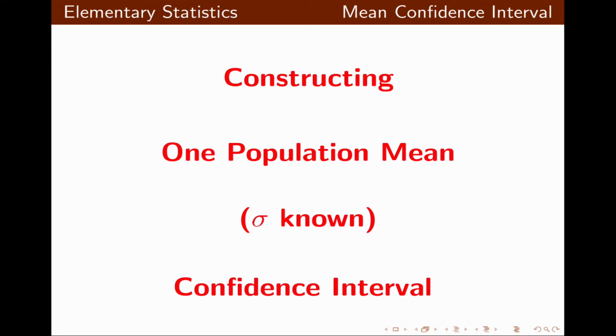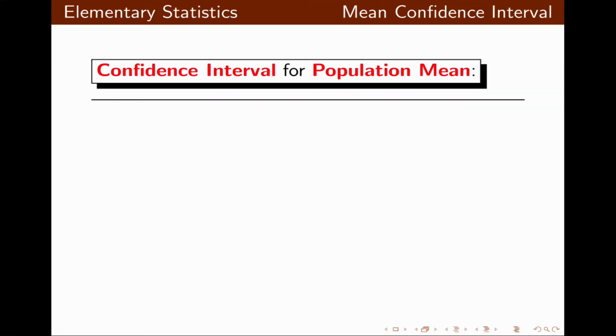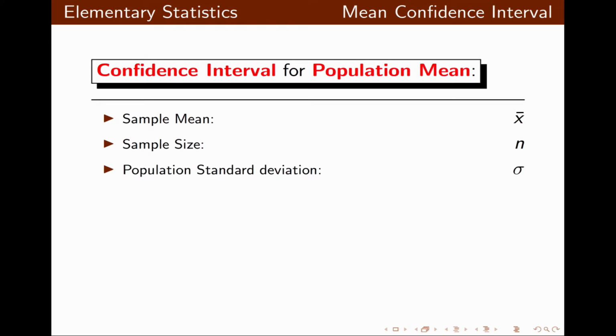In this presentation, I'm going to talk about how to construct a confidence interval for a population mean when sigma is known. First, we're going to get the sample mean, the sample size, and the population standard deviation sigma. Then we find the critical value z alpha over 2 for the desired confidence level.